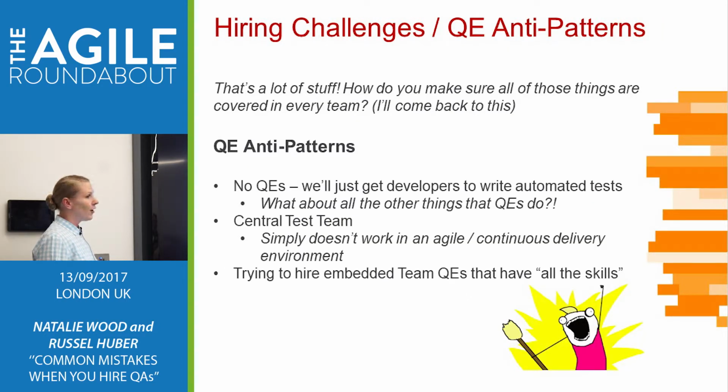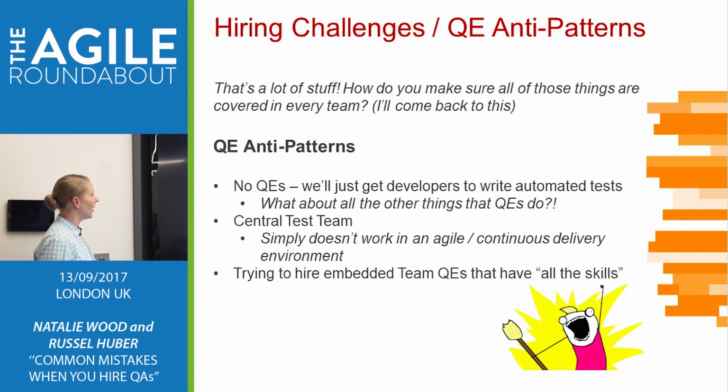Okay, so a little bit about hiring challenges in QE and anti-patterns that I've come across. There's a huge amount of stuff that quality engineers need to do, and a lot of stuff I think that people don't appreciate all of the things that we have to do. So how do you make sure that you cover that in all of your teams? If you imagine, many places today are working in cross-functional team environments where you've got however many teams you need to do what you need to do.